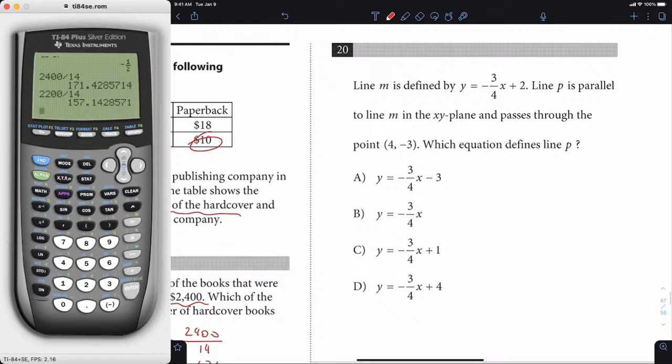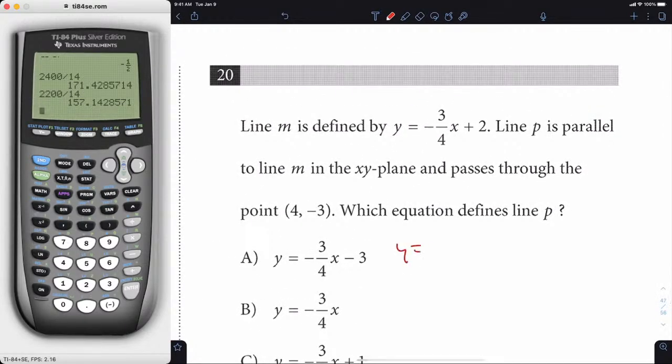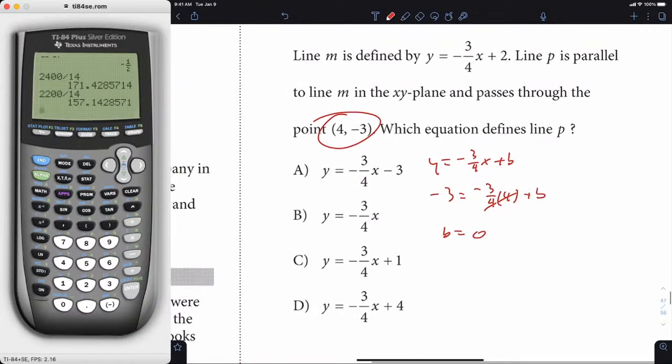All right, line M is defined by y equals -3/4 x plus 2. Line P is parallel to line M. Okay, so if it's parallel, it's going to have the same slope. So y equals -3/4 x plus some b value. It's a different line. We don't know the y-intercept, but we can find it by plugging in this point right here. -3 equals -3/4 times 4 plus b. Cancel, cancel. B is going to be 0, which means the answer is B, because it's the only one that has a slope of -3/4 and a y-intercept of 0.